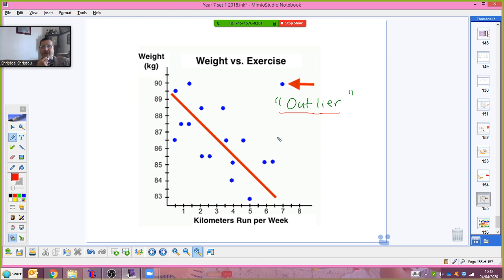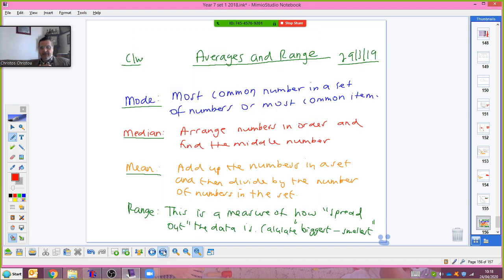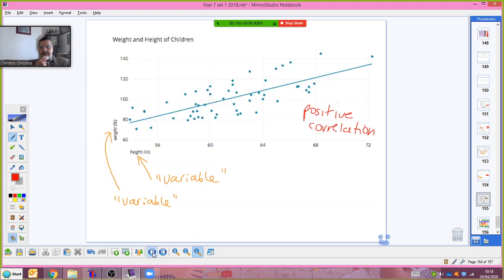So yeah, outlier. So I don't know if these results are real, but anyway, this guy is doing a lot of exercise weekly, not losing any weight. So that's that. Let's see the next page. That's the next topic.